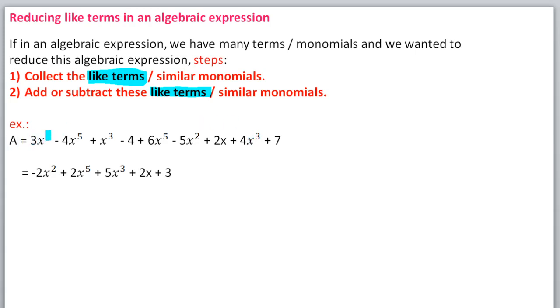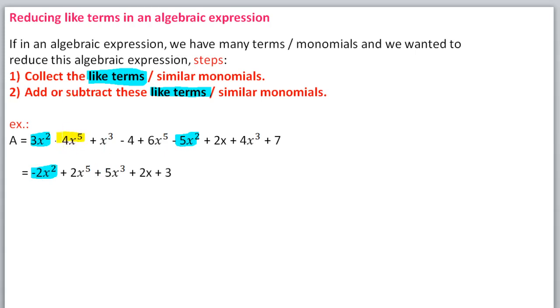by this. Let's check 3x squared. We have 3x squared here. X power 5, no. X power 3, no. 5x squared, so this and this are like terms. X cubed, 7, no. So these two are like terms. So 3x squared minus 5x squared. 3 minus 5, negative 2. So we write negative 2x squared.